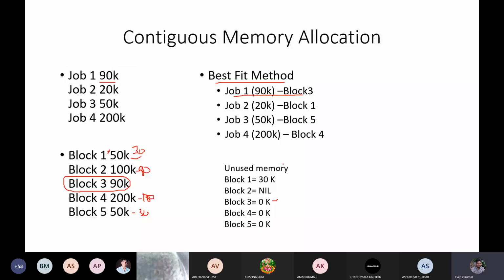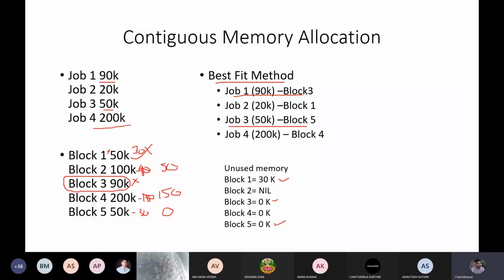Now job 3 will come. Again, job 3 will search. You cannot allocate in block 1. You cannot allocate in block 3. It will search here for 50K. The unused space here will be 50K. The unused space here will be 150K. The unused space here will be 0. So job 3 will go to block 5. The unused space is 0.